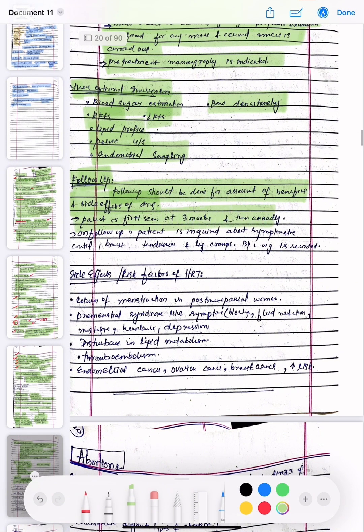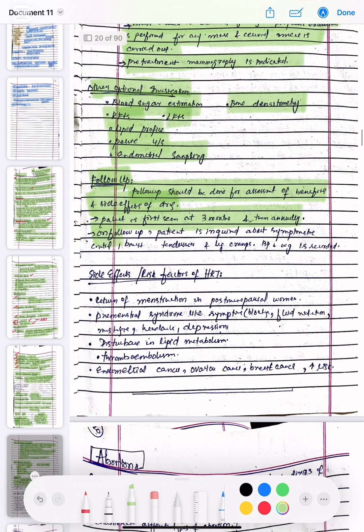Follow-up should be done for assessment of benefits and side effects of the drug. The patient is seen first at 3 months and then annually. On follow-up, the patient is asked about symptomatic control, breast tenderness, and leg cramps, and BP and weight are recorded.